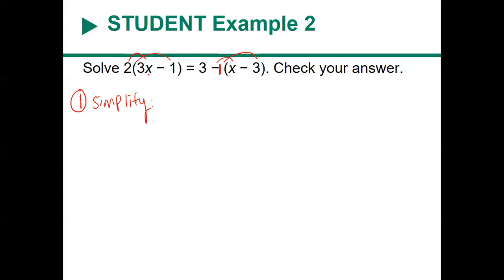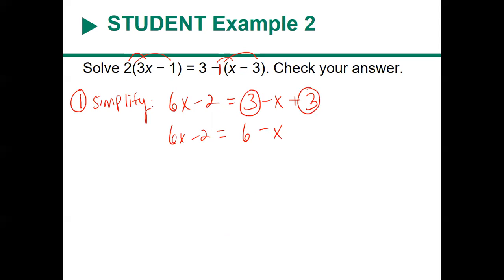So we have 2 times 3x gives us 6x. 2 times -1 gives us -2. -1 times x is -x. -1 times -3 is +3. Going to continue to simplify this side. So I am left with 6x minus 2 equals 6 minus x. And that's because 3 plus 3 makes 6. How do we feel about the simplifying?